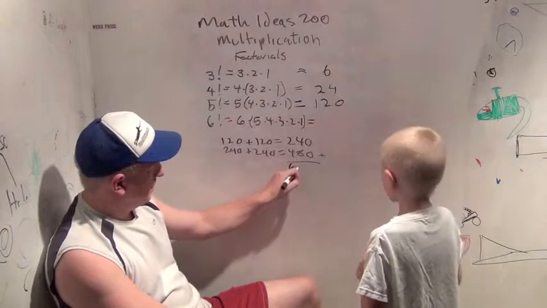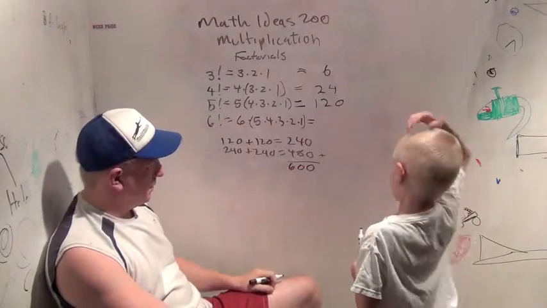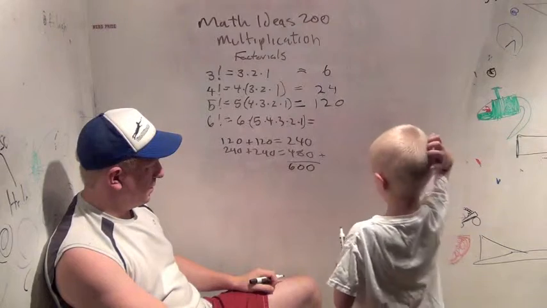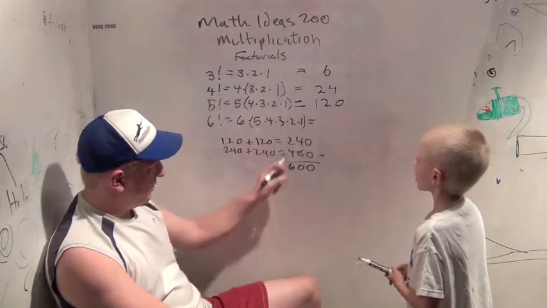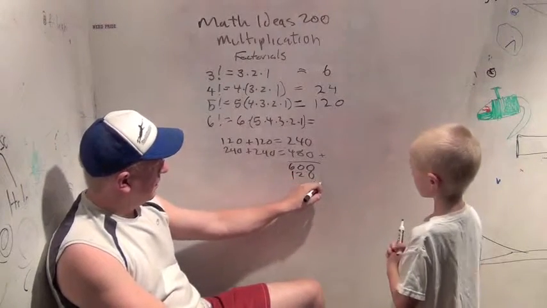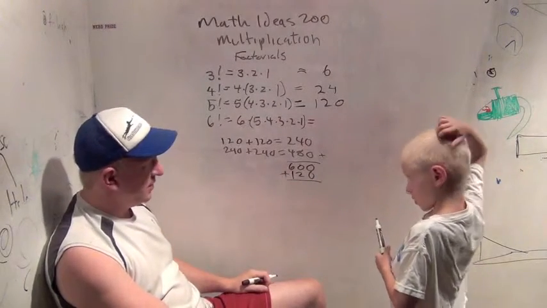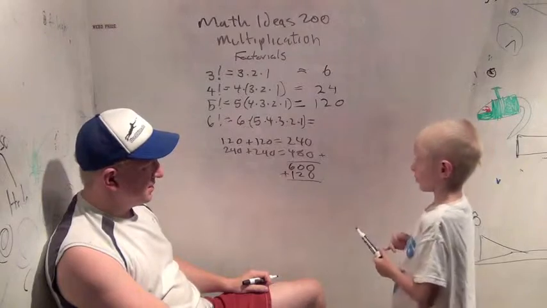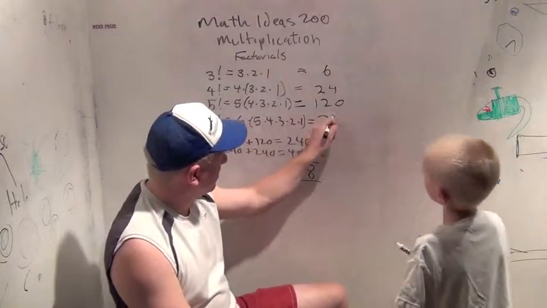600. And then 40 plus 80 is 120. So 600 plus 120 is? 720. 6 factorial is 720.